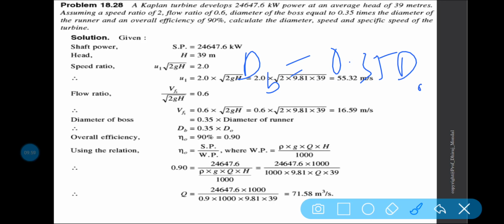Okay, and the overall efficiency is 98%. Overall efficiency, you know, is shaft power by water power, that is equal to 0.9. Calculate the diameter, speed and specific speed of the turbine.